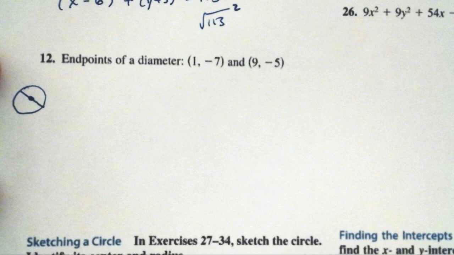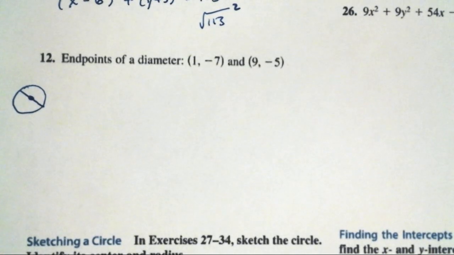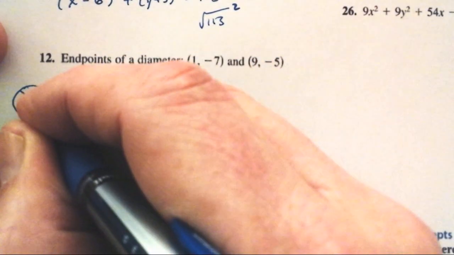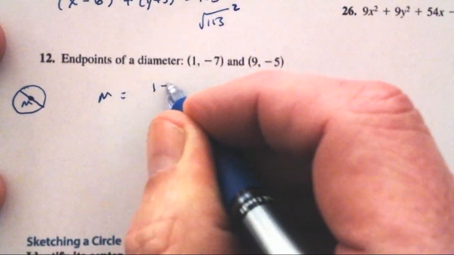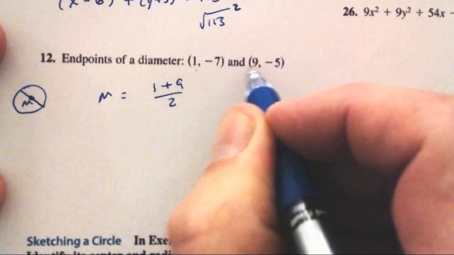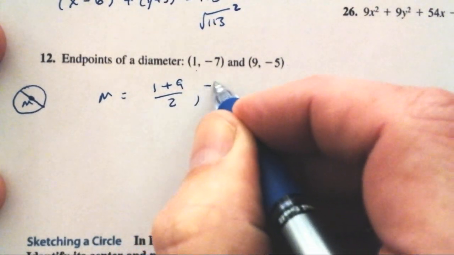How do you find halfway between two numbers? That's the average of two numbers. If I call this M, our midpoint here is the average of the x's, (1 plus 9) over 2, comma, the average of the y's.